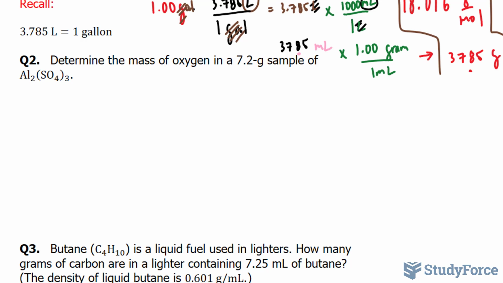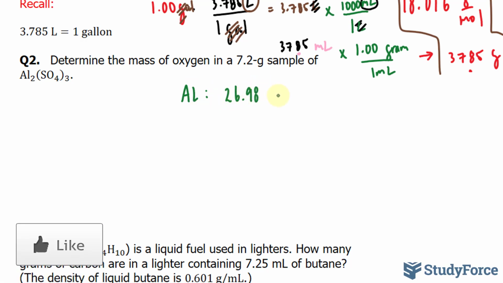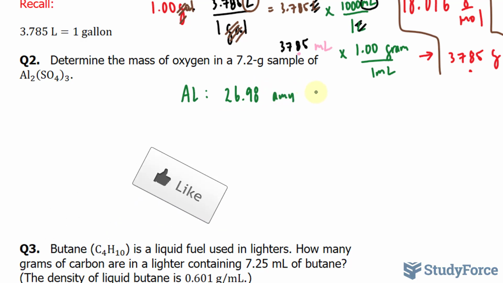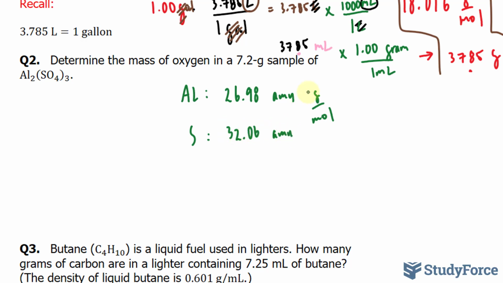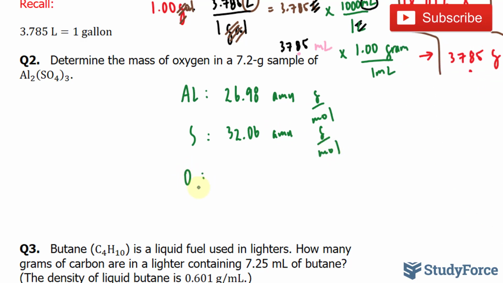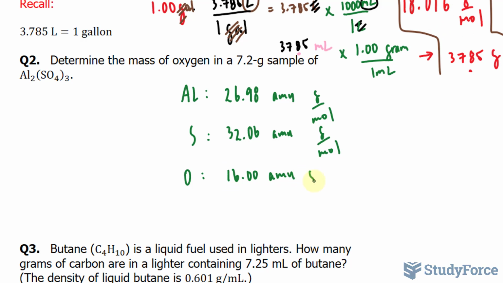The first thing that we want to do is find the total molar mass of this compound. So let's go ahead and do that. Let's start by writing out aluminum, and its molar mass for one atom is 26.98. I'm going to call it AMU, but it has the units grams per mole. Then we have sulfur. Sulfur has a molar mass of 32.06, and this can all be found on your periodic table, grams per mole. And finally, we have oxygen. Oxygen has a molar mass of 16.00 AMU, and that's also in grams per mole.